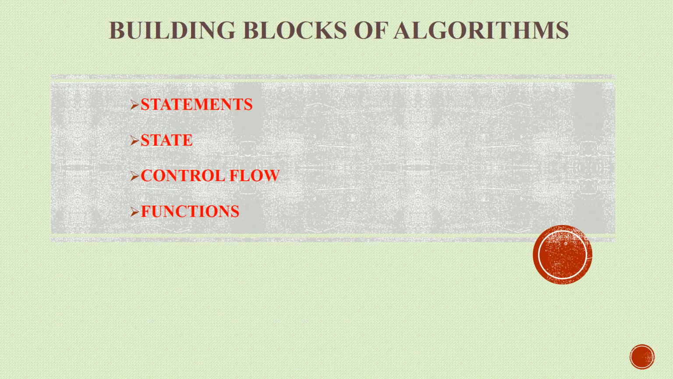So coming to the building blocks of algorithms. There are 4 important building blocks of an algorithm. Number 1, statements. Number 2, state. Number 3, control flow. And number 4, functions. Let's quickly see what they are.